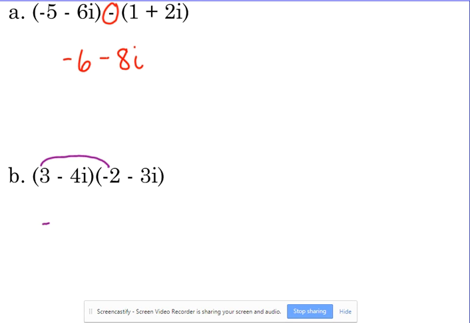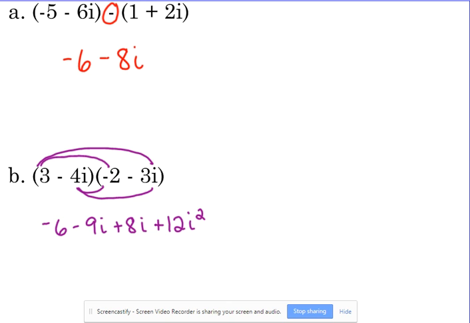3 times -2 is -6. 3 times -3i, you treat it just like it's a variable, so it's just -9i. Inside, -4i times -2 is +8i. And the last, -4 times -3 is +12. i times i is i squared.